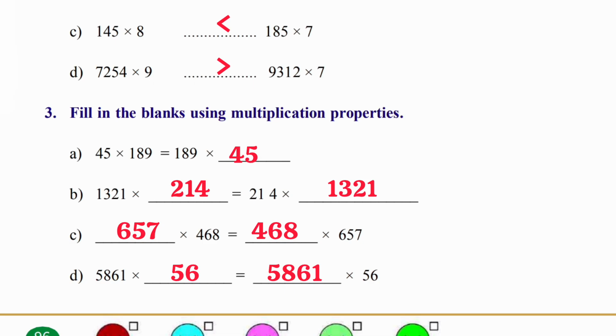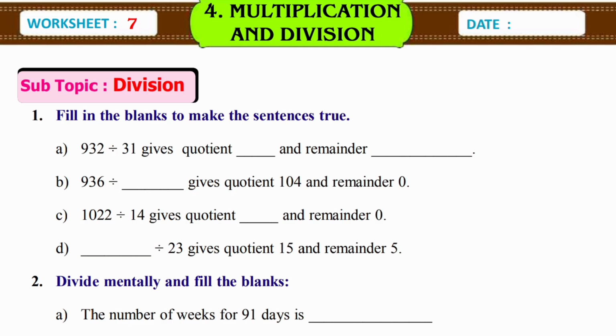Now we'll move to the next worksheet, that is worksheet number 7. Here the subtopic is division. Let's see the first Roman, which is fill in the blanks. Okay, so first one is 932 divided by 31 gives quotient dash and remainder dash. You have to do it, guys. Okay, 932 divided by 31, then you will get the quotient 30 and the remaining, that means the remainder, will be 2.